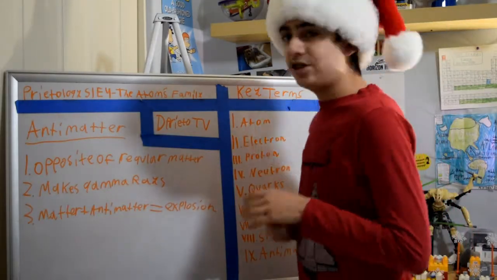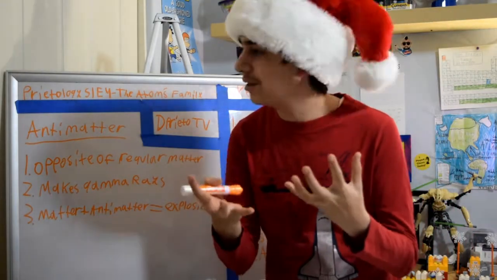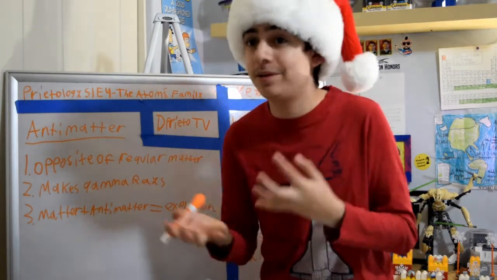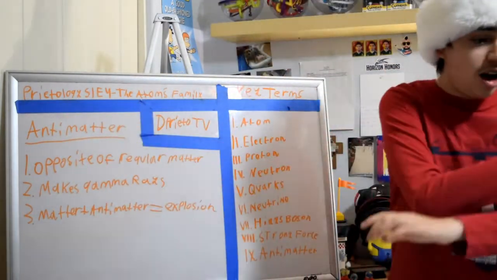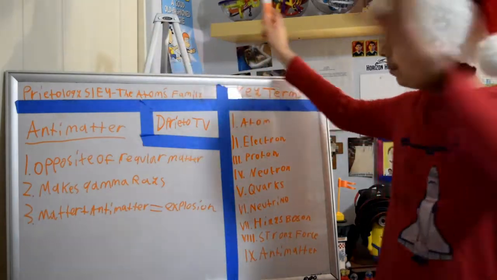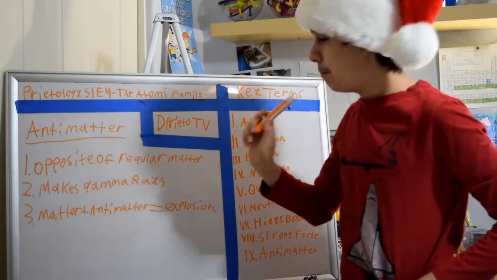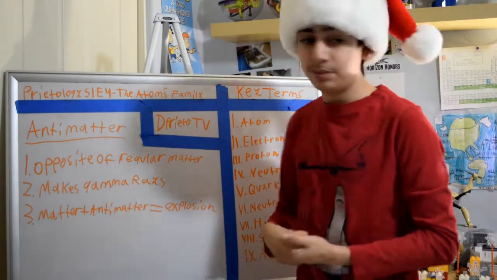Alright, so our last term is antimatter. Antimatter is like the evil twin of matter. Like literally, this is the evil twin. It's the entire opposite of matter. All its properties of matter are reversed, except mass. It still has the same mass as matter.